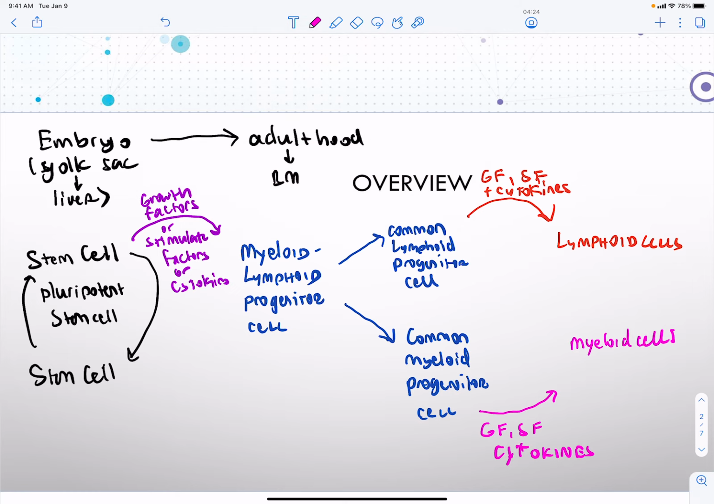Now I'll talk about both of these in more detail, but just keep in mind in the myeloid compartment, this is where you have your red blood cells. This is where you have your megakaryocyte, which, of course, makes platelets. And this is where you have your granulocyte, your macrophages, dendritic cells, etc. And your lymphoid cells are the three lymphocytes, the T cell, the B cell, and the natural killer cell.